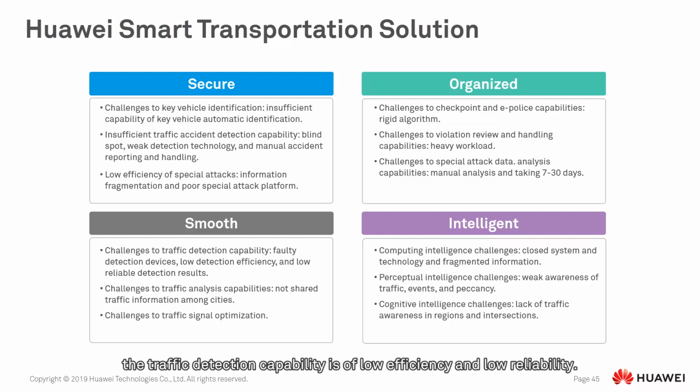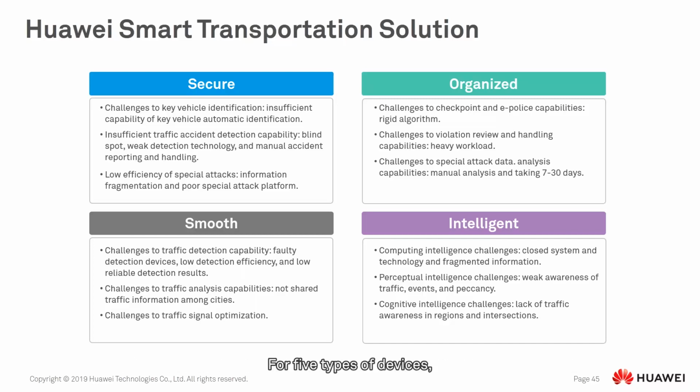Besides, the traffic detection capability is of low efficiency and low reliability. For 5 types of devices, such as road surveillance, traffic checkpoint, e-police, traffic detection, and traffic guidance, their information is closed. The mechanism is solidified, and the information collected from these devices is fragmented.